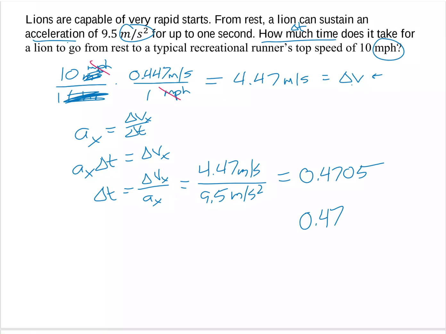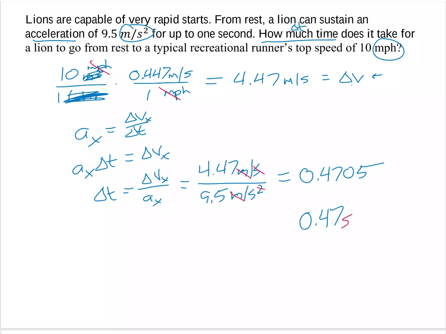Meters go away, seconds go away. You're right, the meters per second on top and the meters per second on the bottom are gone. But this was really meters per second squared, so there's still a per second on the bottom. One of the seconds on top cancels with one of the seconds on the bottom, and the remaining per second on the bottom flips to the top and becomes seconds. So it's just 0.47 seconds.